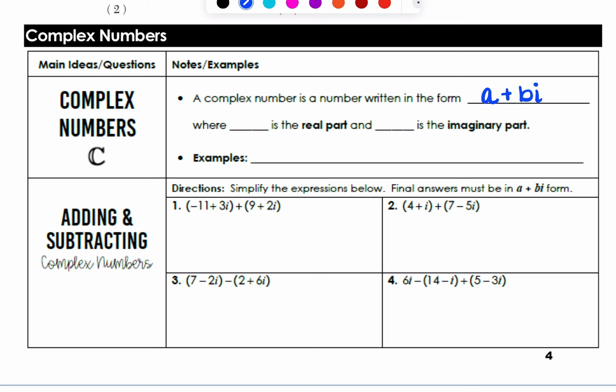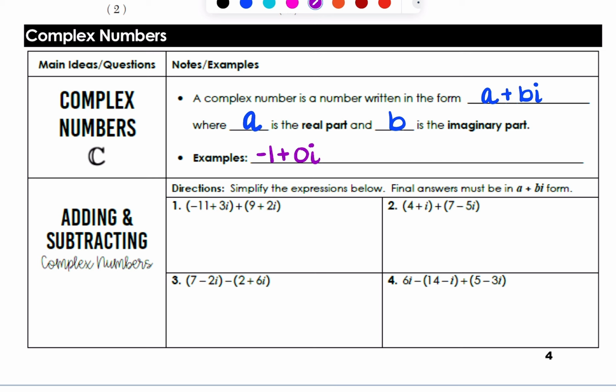So this is actually something we were just seeing on page 2 when we were getting those answers of 1 plus 0i, for example. A is the real part. It's just a normal, regular number. And B is the imaginary part. Okay, so an example could be something like we were seeing before. If I have -1 plus 0i, that does technically have a real part and an imaginary part.